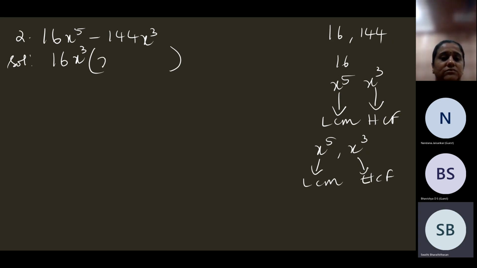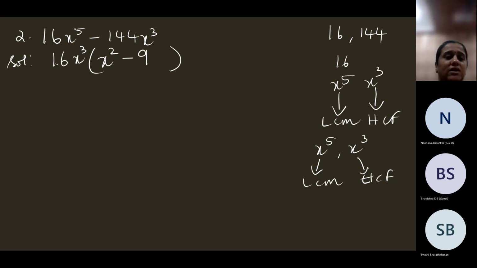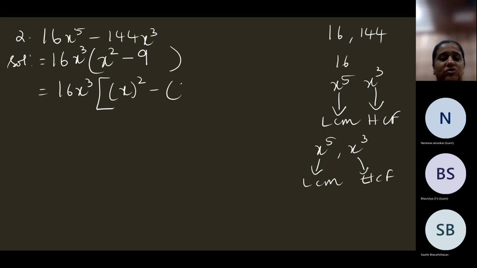Ma'am, x to the power 2. 16 nines are 144. X cube is already there outside. Now 16x cubed will come as it is. In the bracket, we have x square minus 9, which can be written as x the whole square minus 3 the whole square.